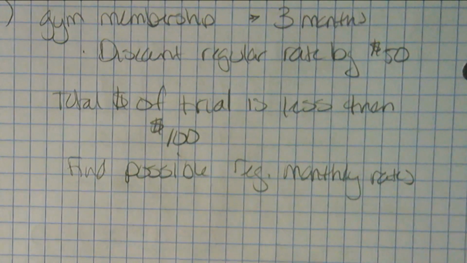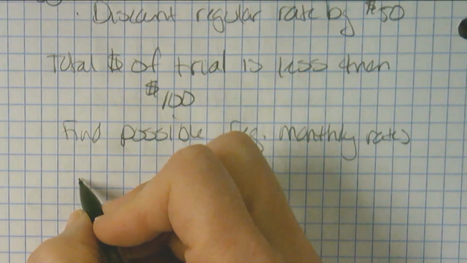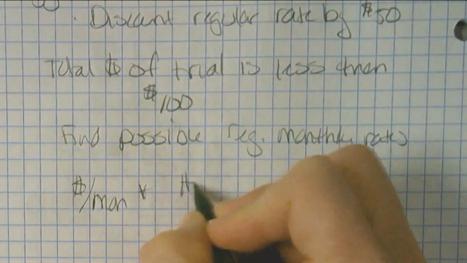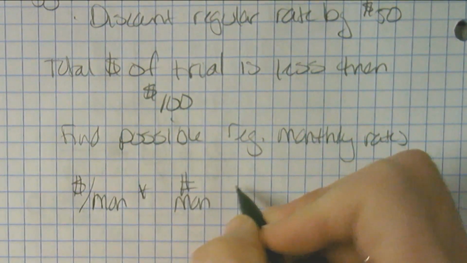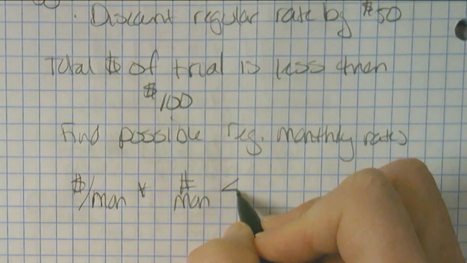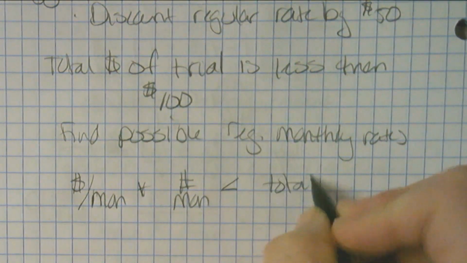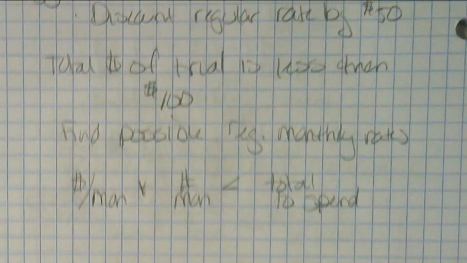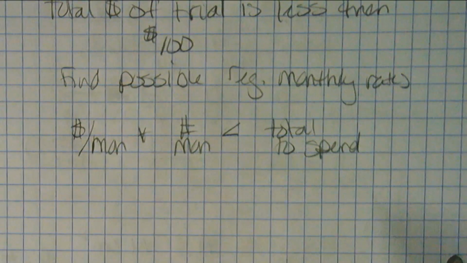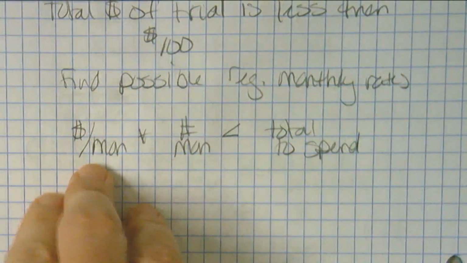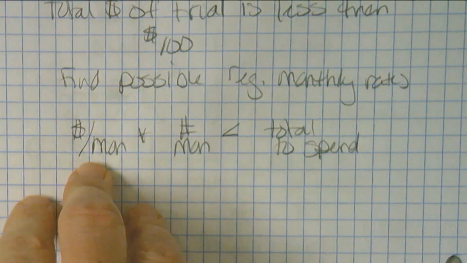All right, so if I was to write this as a game plan, I have my cost per month times my number of months is going to be, well, it has to be less than, it doesn't say or equal to, it just says less than my total to spend. So Joseph, are you good with that? Okay. I don't know my monthly rate. And this is just the monthly rate that I'm going to pay.